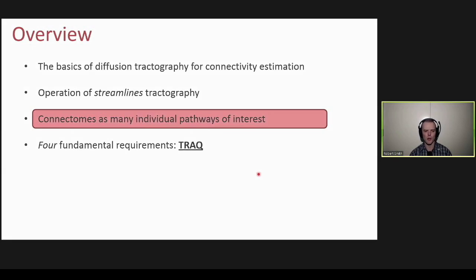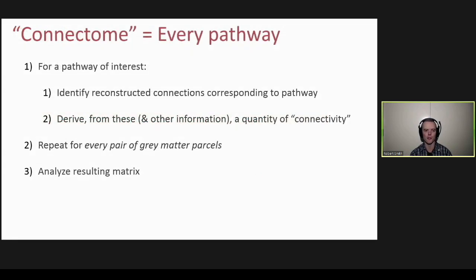Okay, so now I want to talk about the way that I conceptualize and break down connectome construction, a bit of a divide and conquer strategy. Basically, we have a bunch of pathways of interest. Now, when it comes to connectome construction, this typically means you have a pair of grey matter nodes and you want to quantify the connectivity between those two specific nodes.